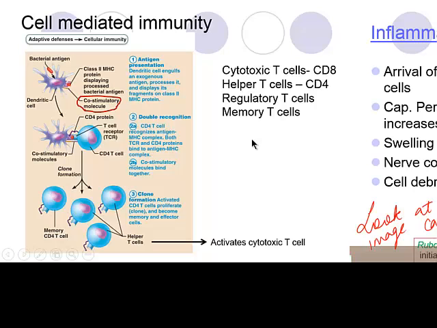Okay, so let's look at cell-mediated. So now we have done humoral immunity. Now we're going to do cell-mediated immunity. And again, look, it's a type of specific, and specific is also known as adaptive immunity. In this, T lymphocytes, the ones which got immunocompetent in the thymus, are the ones which take part.